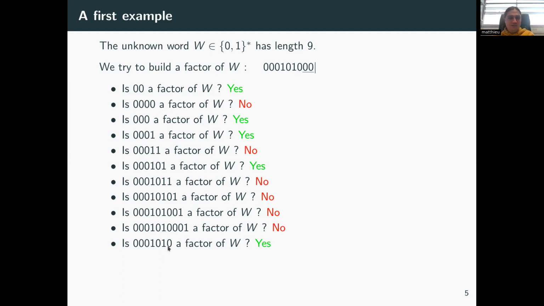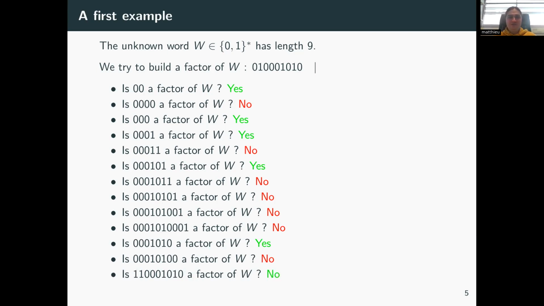Maybe I add 1 0, the answer is yes. I add a second 0, the answer is no. So now I know that I've reached the end of the word, and I can just try to extend on the left. And this is the same process. I will try to add a 1. If the answer is yes, I can add it. And if the answer is no, I have to add a 0. And then when I reach length 9, I know that I'm done, which happens to be the case there. I have a word of length 9, so this is the factor I was looking for, the word I was looking for.